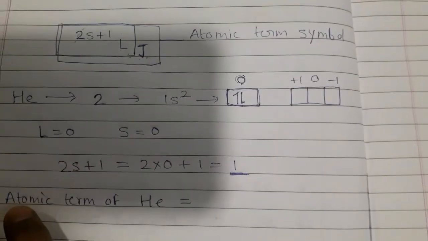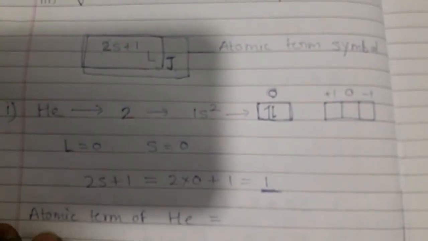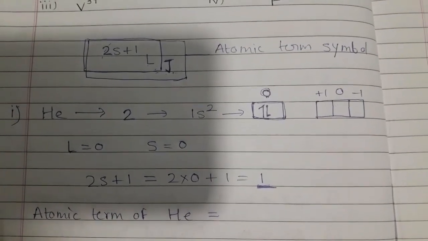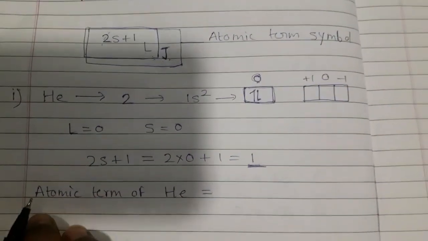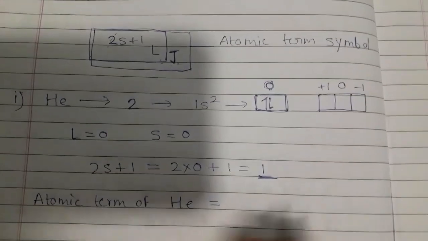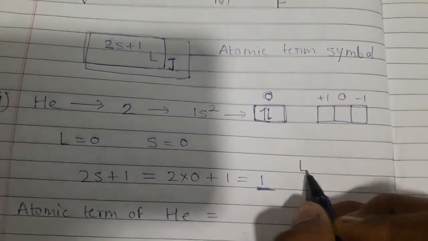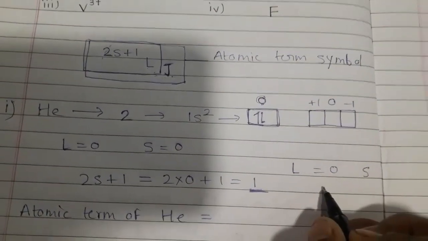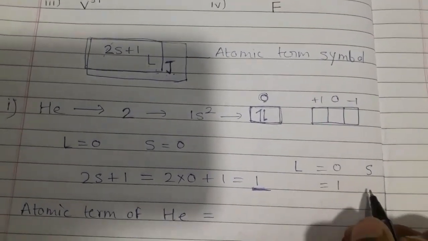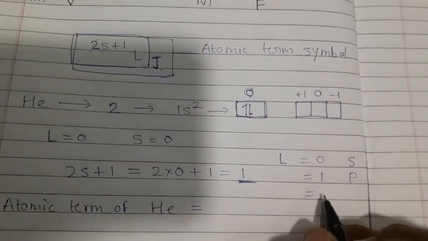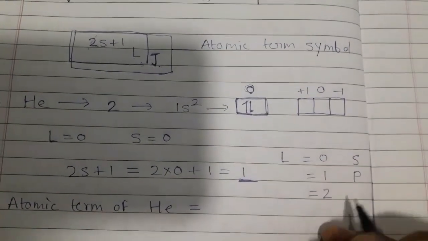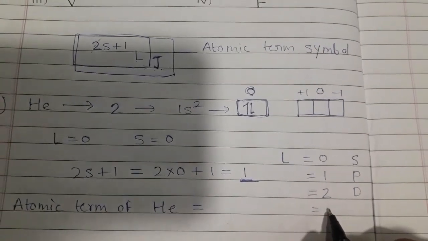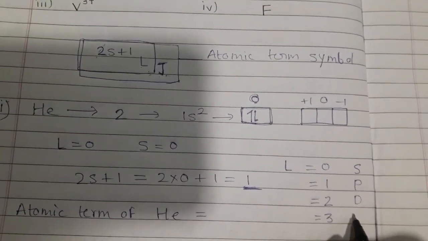As we know, if you have not seen my previous video on the same topic, you can visit my channel ChemSTAR. You will find the basic concept of this particular video. So let me explain once again. If you are getting the value of L as 0, then your atomic term will be S, alright. If the value of L is 1, then your atomic term will be P, and if the value of L is 2, then you will take atomic term as D, and last, if the value of L is 3, then atomic term will be F, alright.